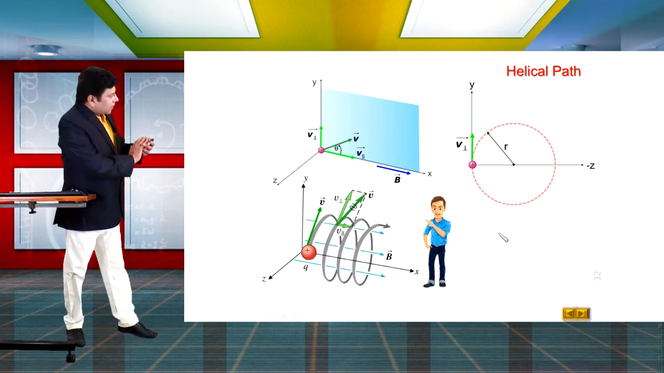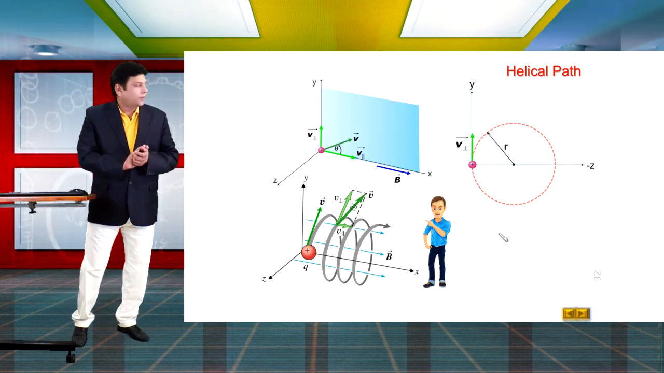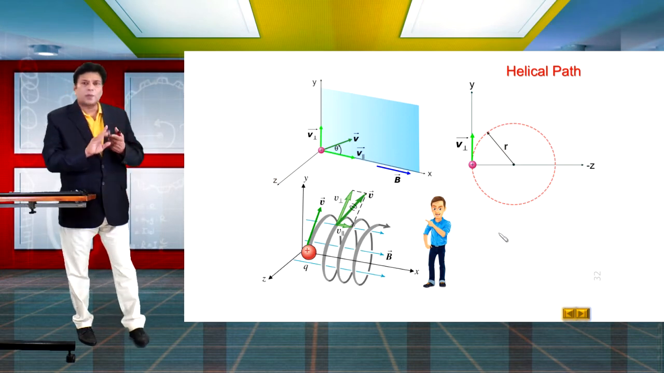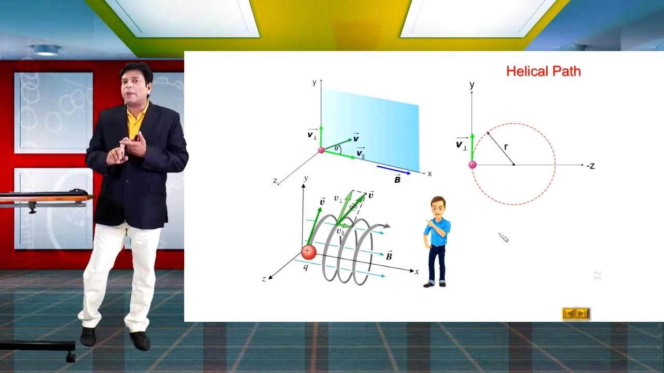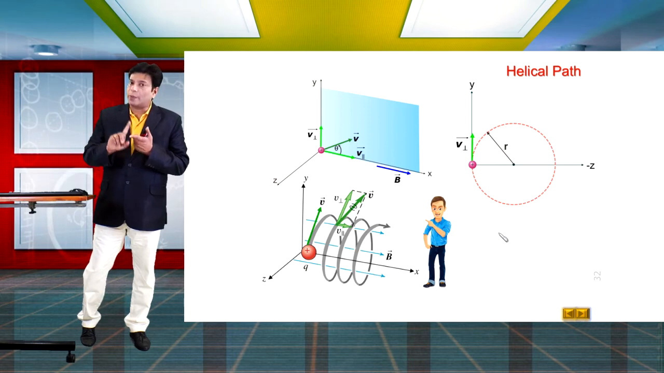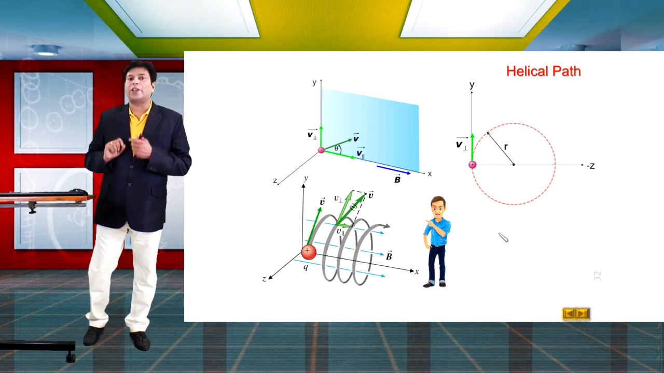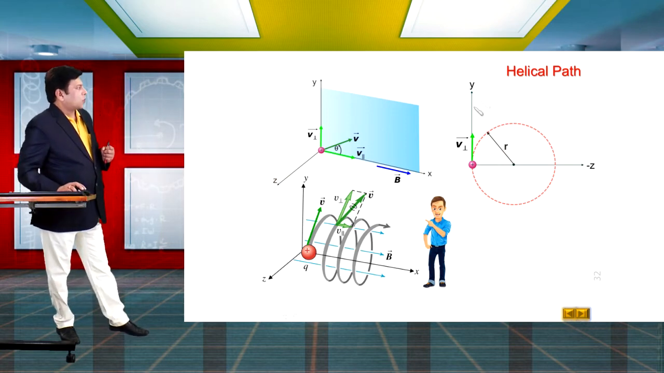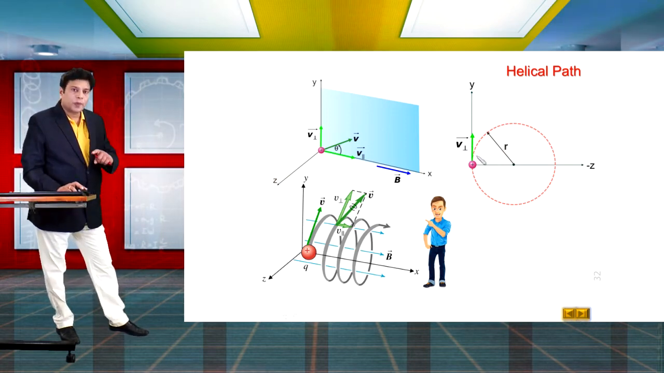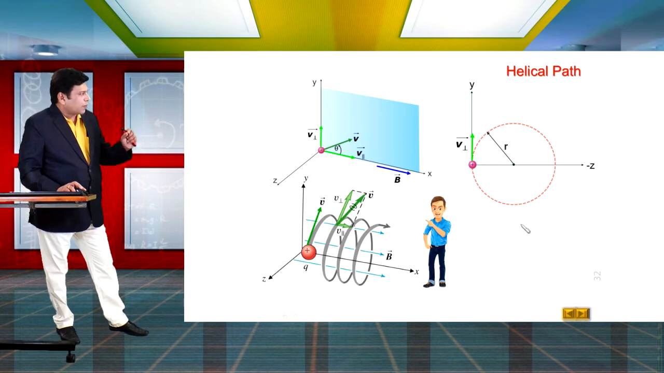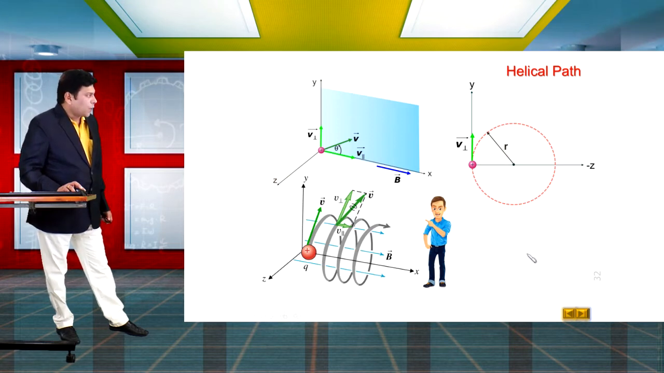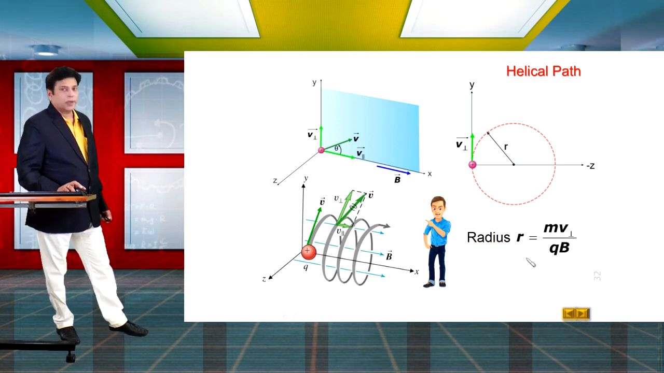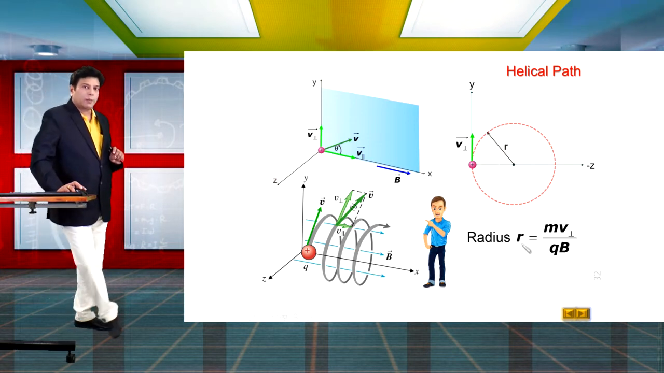Now let us calculate the radius of this circular path. We know when a charged particle moves normal to the magnetic field, the radius of the circular path is equal to mv divided by qB. But here in place of v, this quantity is v perpendicular. That means we need to substitute v perpendicular in place of v. So the radius of this circular path is equal to m v perpendicular divided by qB. This is the radius of the circular path.